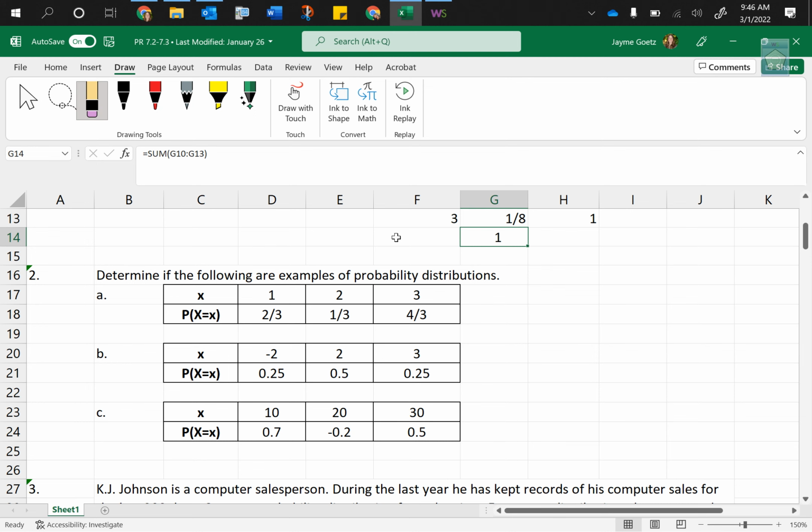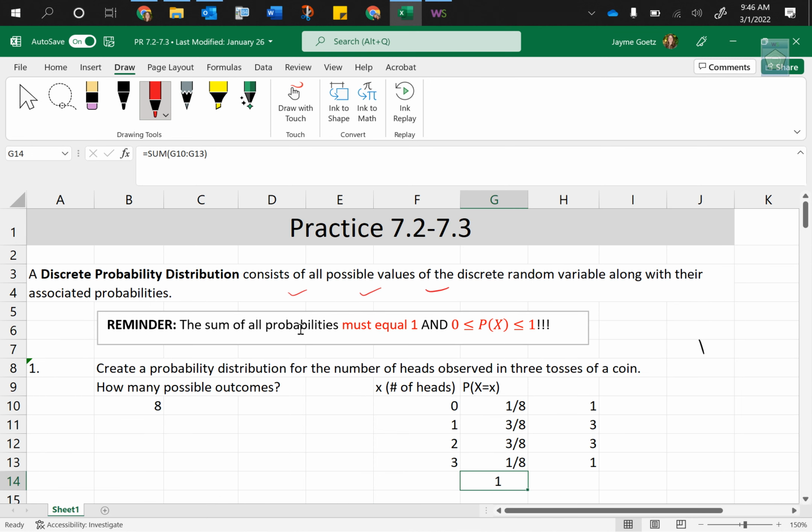Now here's the thing. You're going to have 2 columns or 2 rows depending on how they give it to you. The x value does not matter what it is. It could be a positive number, a negative number, a fraction, whatever. So 1, 2, 3, those are totally fine. It's the probability that we have to focus on. To determine if it can be a distribution, you have to remember what this reminder says: the sum must equal 1, and the probabilities have to be between 0 and 1, inclusive.